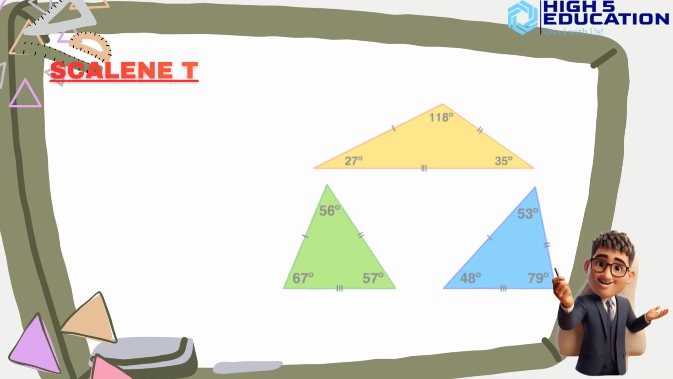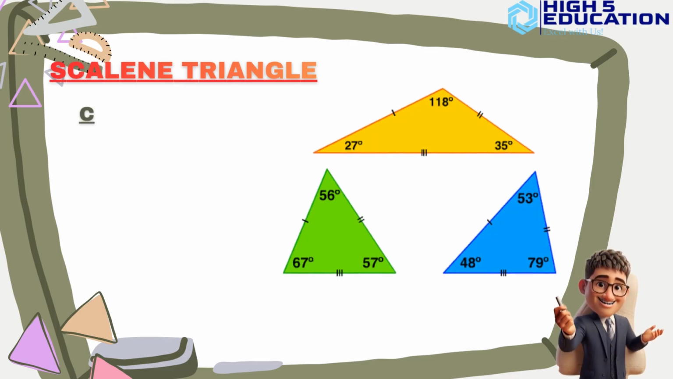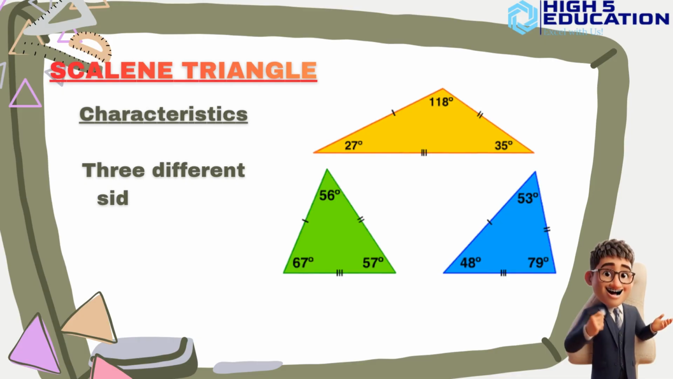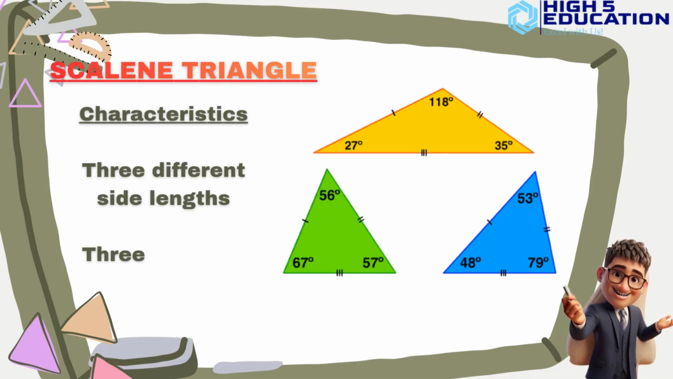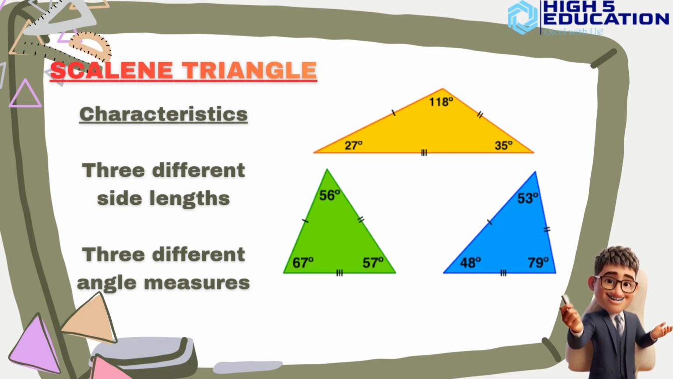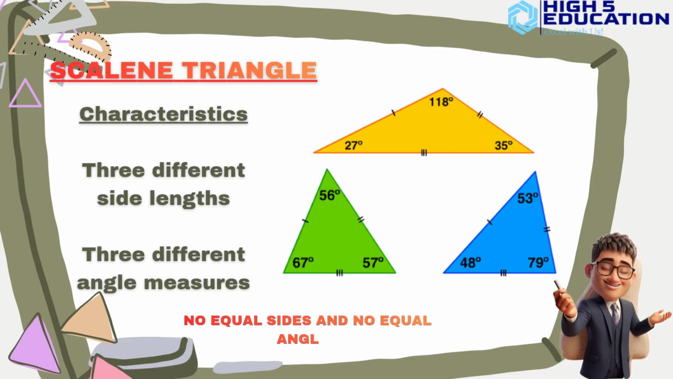Our third type of triangle based on its side lengths is the scalene triangle. A scalene triangle is a triangle in which all three sides have different lengths. Since none of the sides are equal, all three angles are also different. Unlike equilateral and isosceles triangles, a scalene triangle has no equal sides and no equal angles. Every side and every angle is unique.